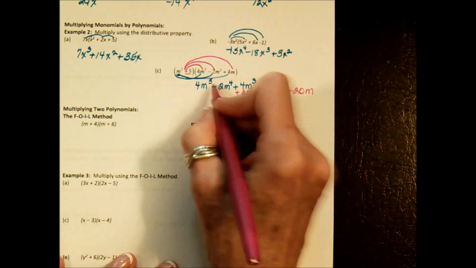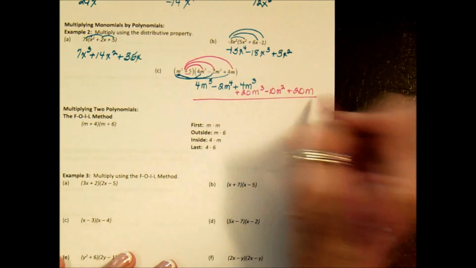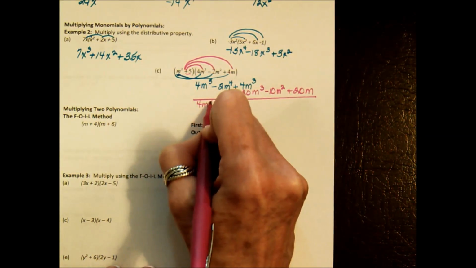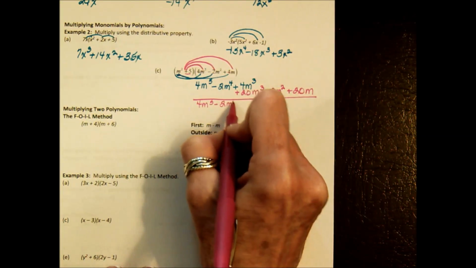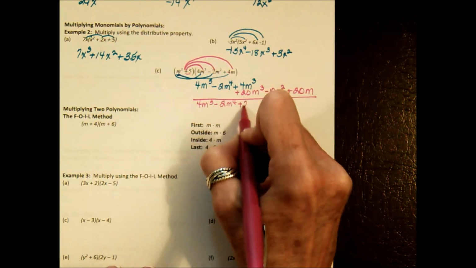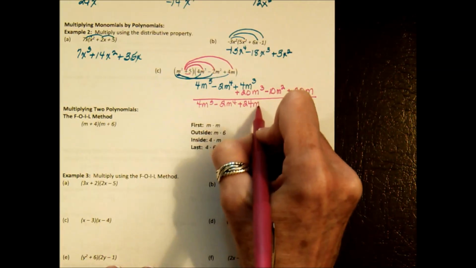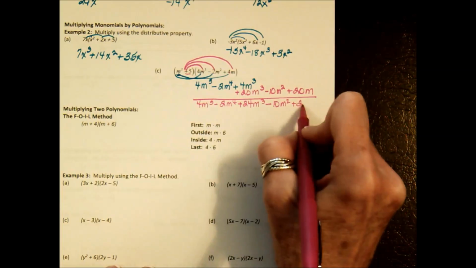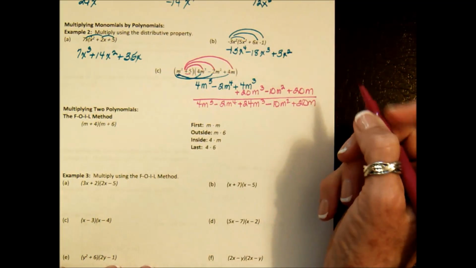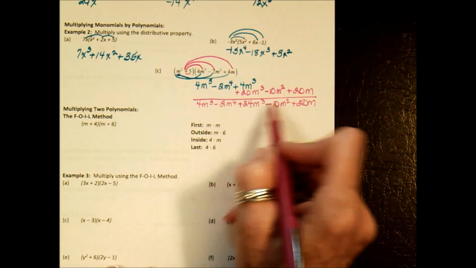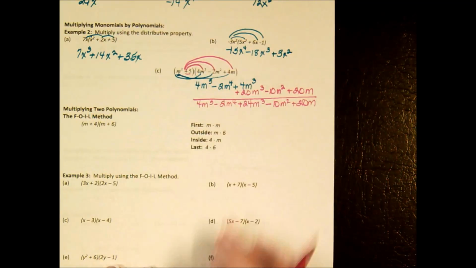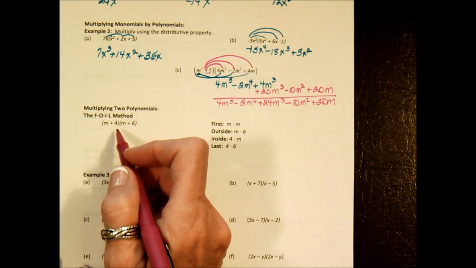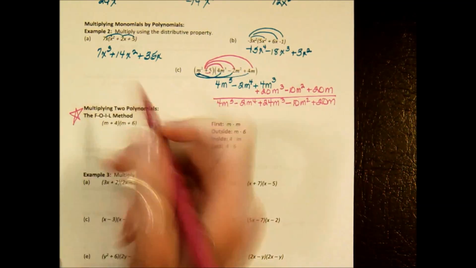You'll notice those last two didn't have anything that matched with them. Combining like terms, we get 4m to the 5th minus 2m to the 4th. Here we have a plus 24m cubed minus 10m squared plus 20m. It's a very long answer, but all we did was do a double distributive property. And that comes into play when we come to this next method, which is called the FOIL method.